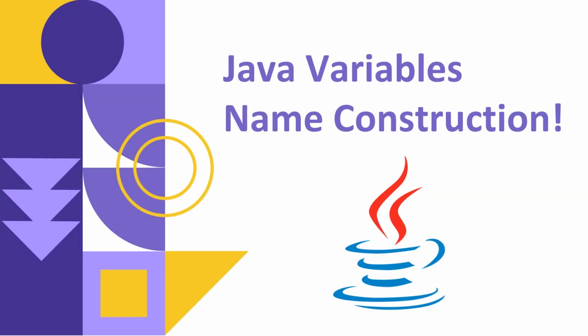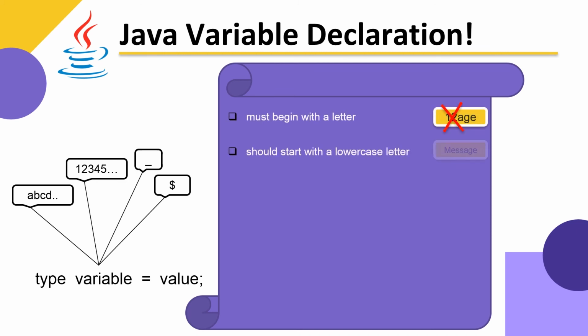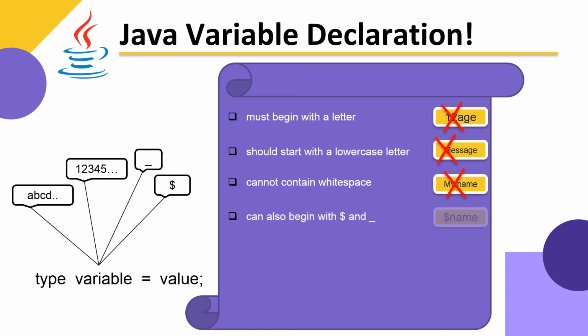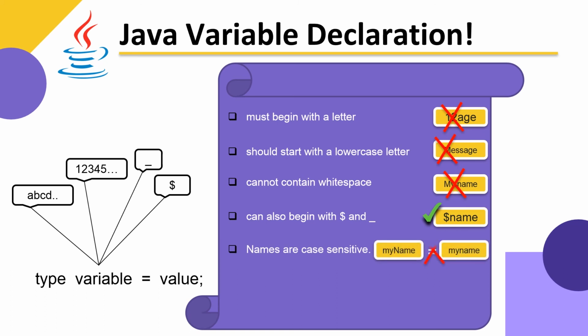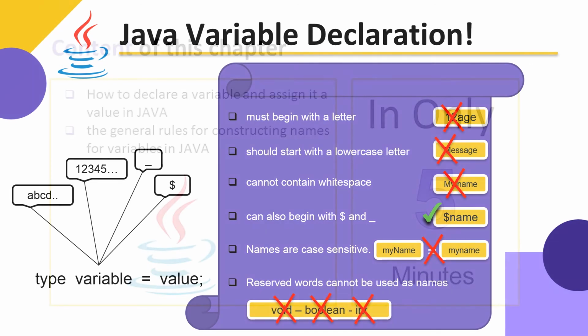And now the general rules for constructing names for variables. Names can contain letters, digits, underscores, and dollar signs. Names must begin with a letter. Names should start with a lowercase letter. Names cannot contain white space. Names can also begin with dollar and underscore. Names are case sensitive. Reserved words, like Java keywords, such as int or boolean or void, cannot be used as names.